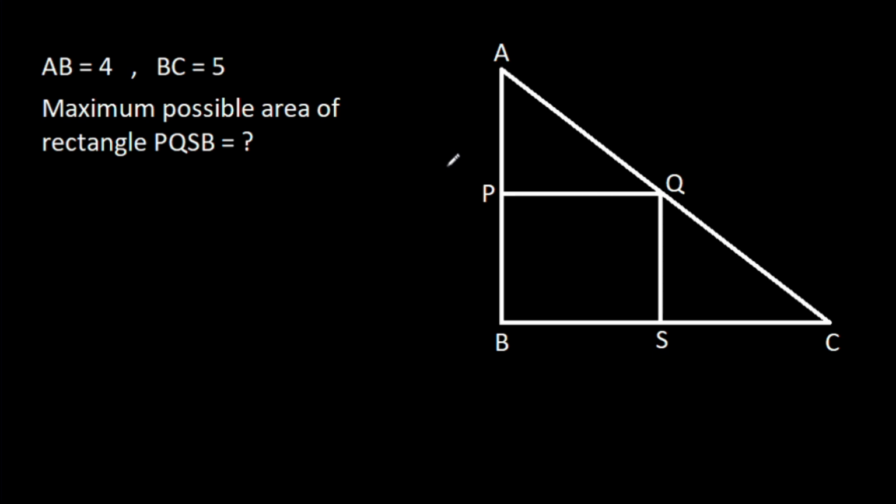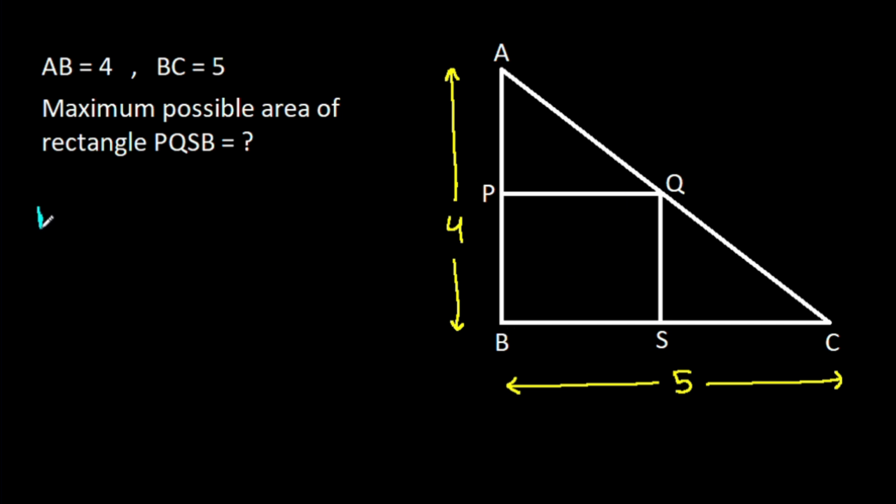In this video, we have been given that AB is 4, BC is 5. Then we have to find the maximum possible area of rectangle PQSB.